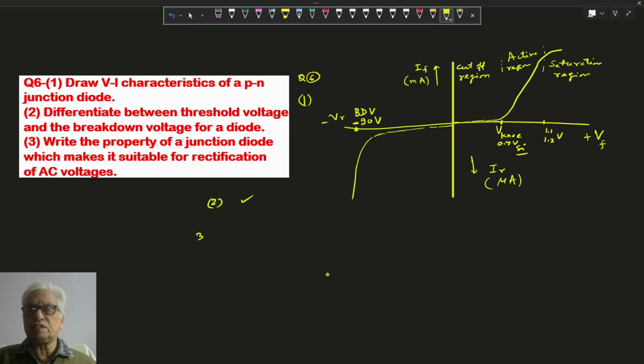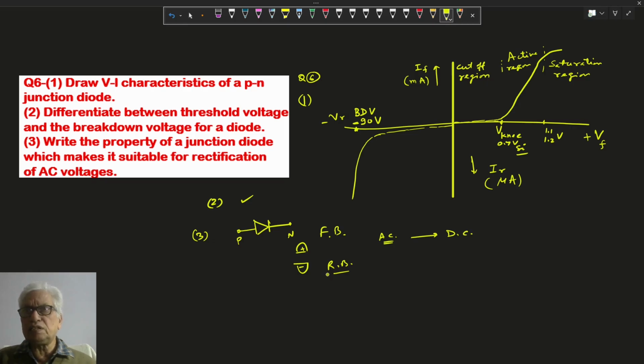So now the third part, the property due to which a junction diode is suitable for rectification. Here the basic property of this diode is: if the P region is connected to positive and the N region is connected to negative, it is called forward biasing and it conducts. Whereas for the negative half cycle, that is the reverse biasing, it will not conduct. It means AC is converting into DC with the use of this diode.